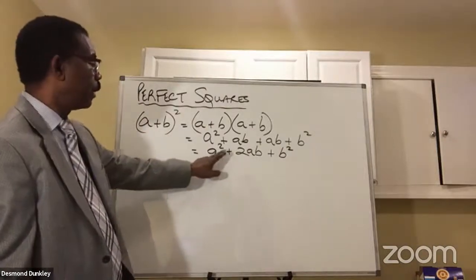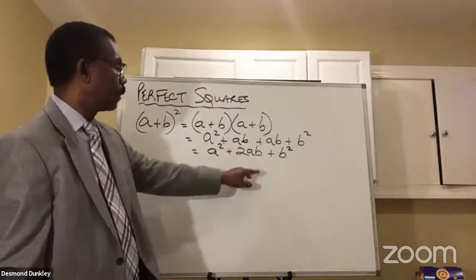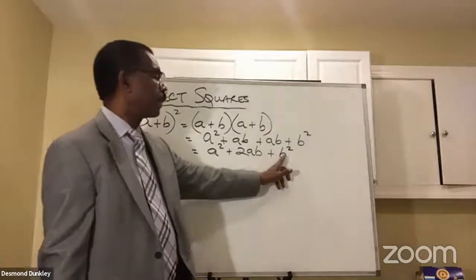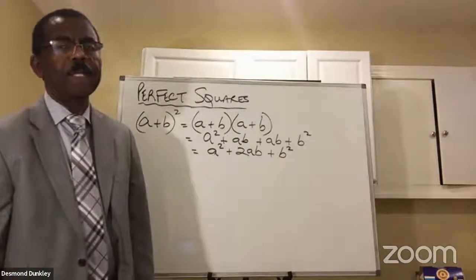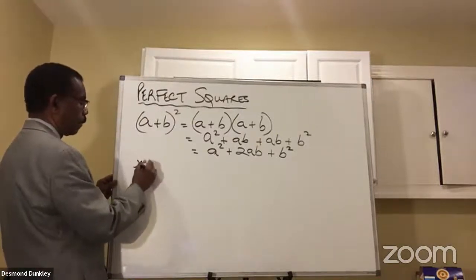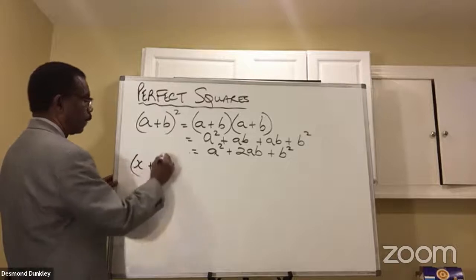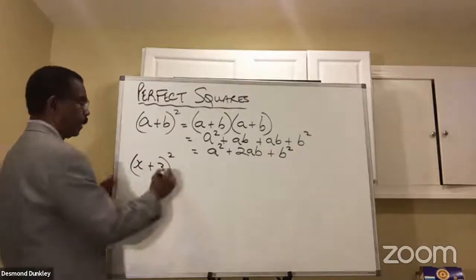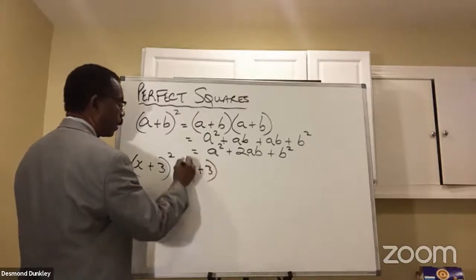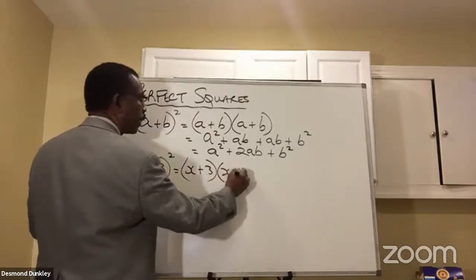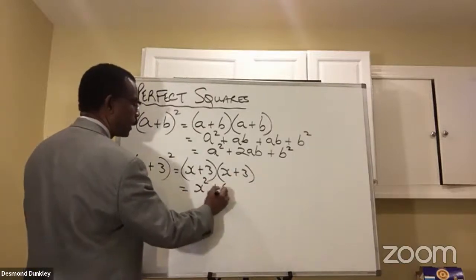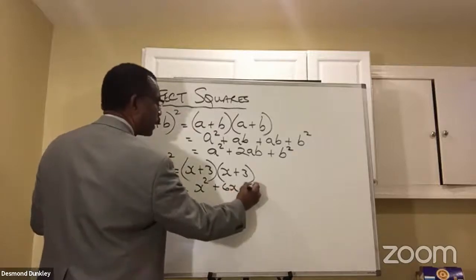So whenever you expand a binomial, whenever you multiply a binomial by itself, you get the first term squared plus twice the product of the two terms, and then plus the square of the second part of your binomial. For example, x plus 3 squared is going to be equal to x plus 3 times x plus 3, which is equal to x squared plus 6x plus 9.